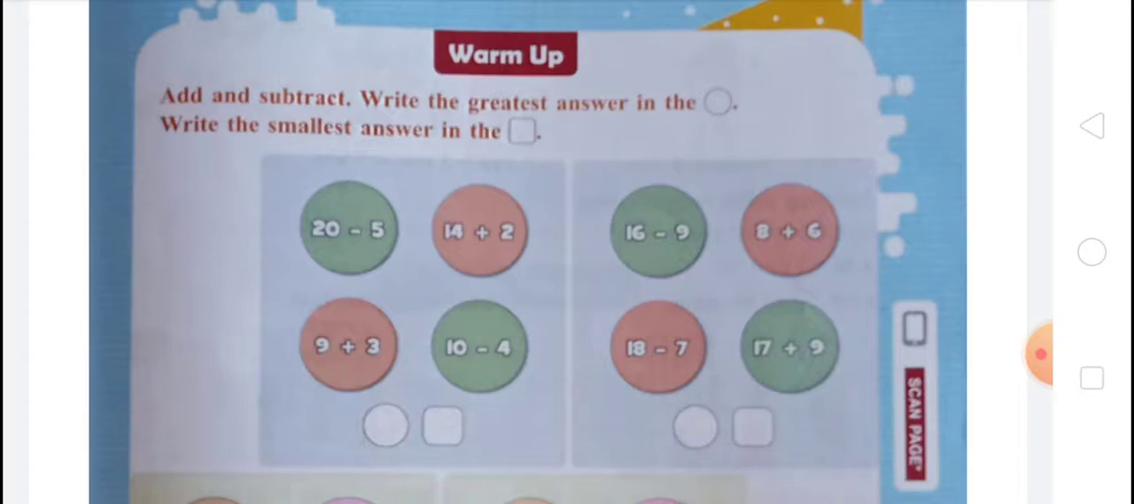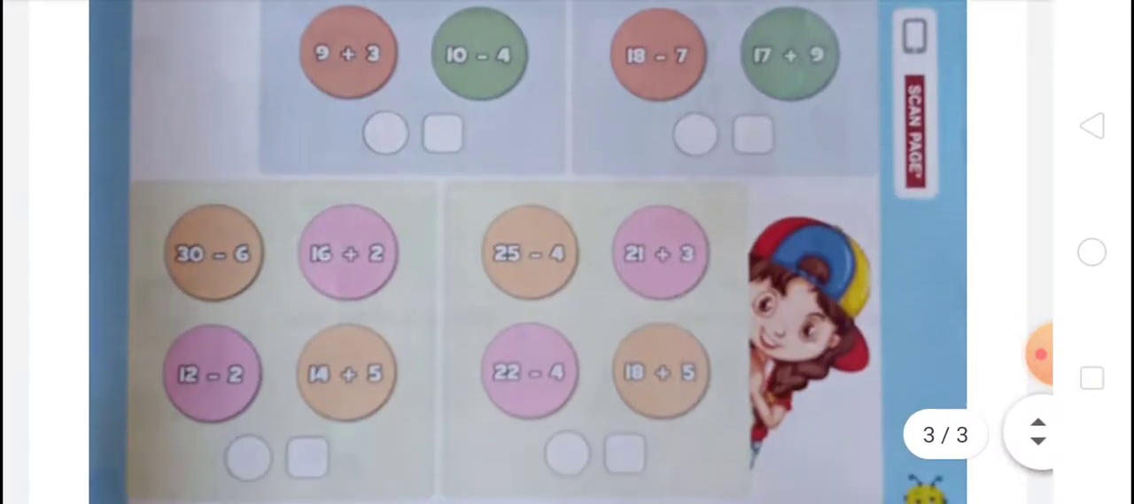And the next one is 30 minus 6. When you subtract 6 from 30, there will be 24. And 16 plus 2, there will be 18. 12 minus 2, there will be 10. And 14 plus 5, there will be 19. Okay, now you have to choose the greatest number and write it in the circle, and choose the smallest number and write it in the square.